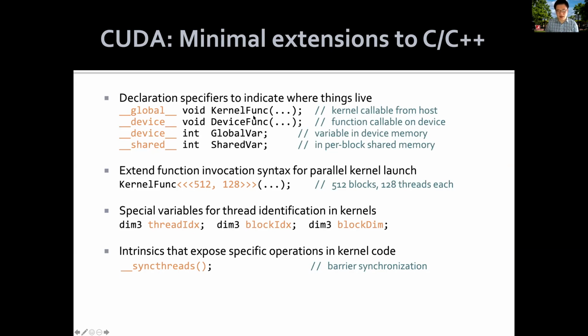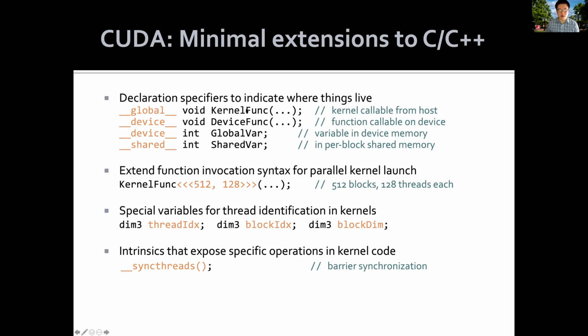This device extension represents a function that would be called by the device and is only callable on the device. For example, if you call this function from the host, then the compiler will give you an error because this is only device code. The global code means the function can be called from the host.